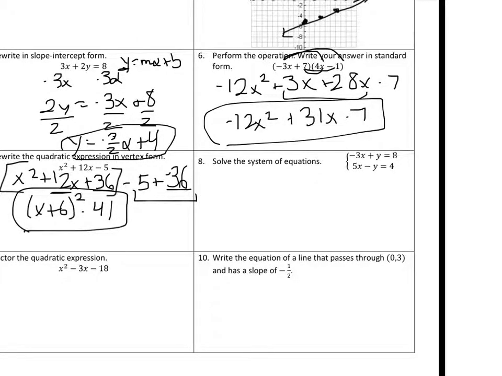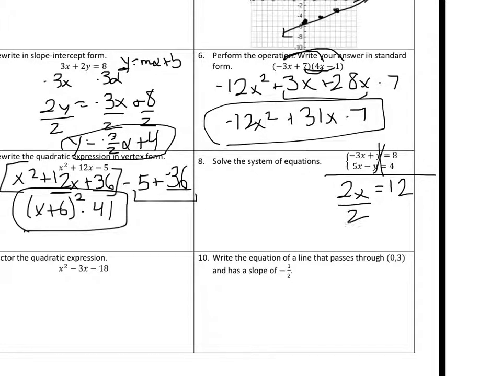Okay, if I look, my x's are lined up, my y's are lined up, my constants are lined up. So let's use elimination. Negative 3x plus 5x gives me a positive 2x. Positive y minus y cancels out, and 8 plus 4 equals 12. The reason why it's called elimination is because we eliminated the y's. We eliminated one of the variables.